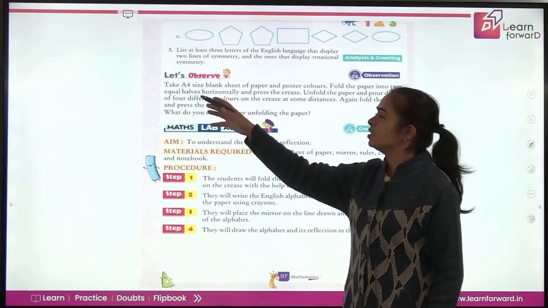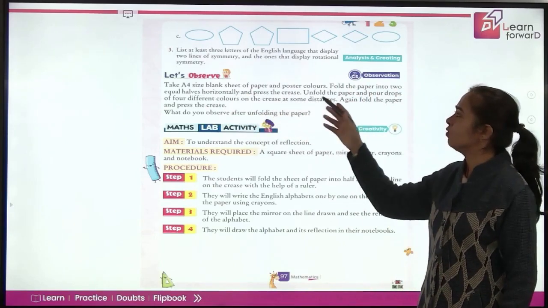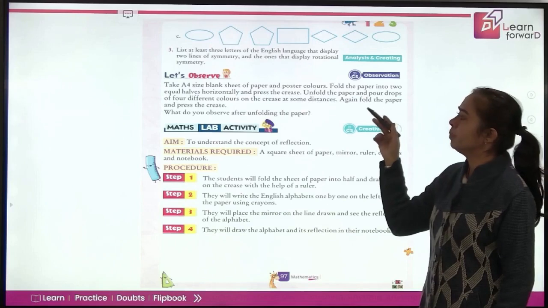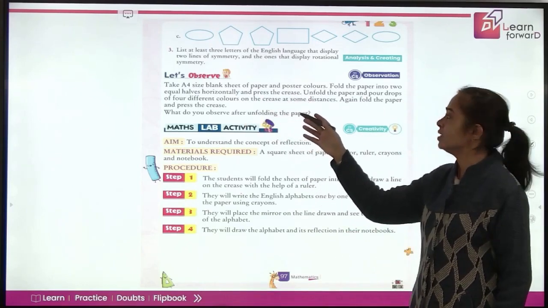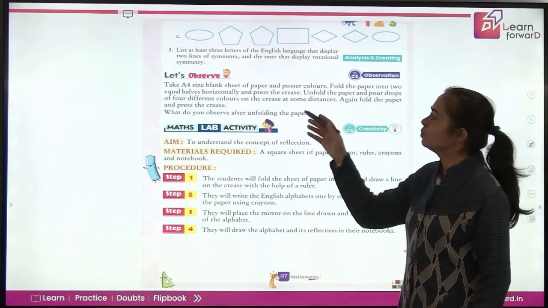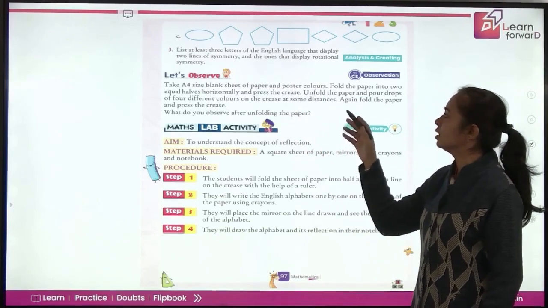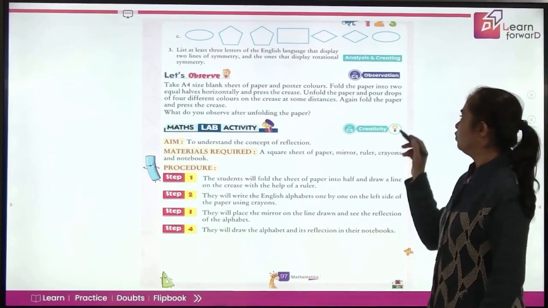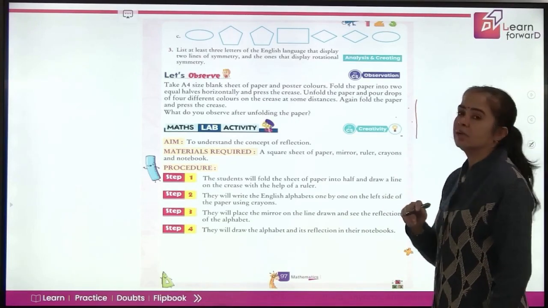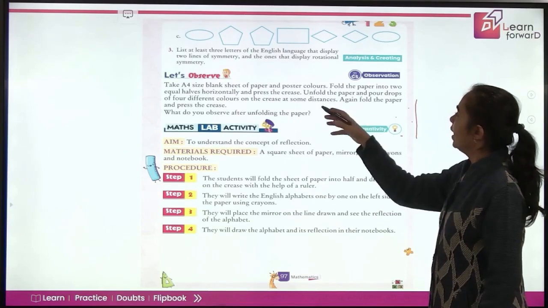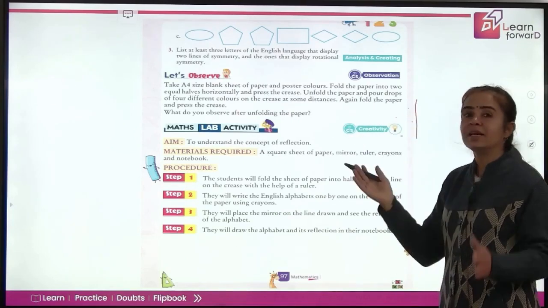Now let's observe. Take A4 size blank sheet of paper and poster colors. Fold the paper into 2 equal halves horizontally and then press the crease. Unfold the paper and pour drops of 4 different colors on the crease at some distance. So if you get this as the crease, you'll be dropping 4 different color drops here. And again fold the paper and then press the crease.